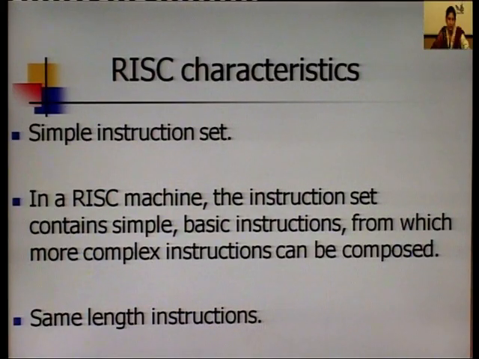There are some characteristics of RISC computers. Simple instruction set: in RISC the instruction sets are not complex. Very simple and easy to understand instructions are used. In a RISC machine, the instruction set contains simple basic instructions from which more complex instructions can be composed. Same length instructions: the instructions used are all of the same length.